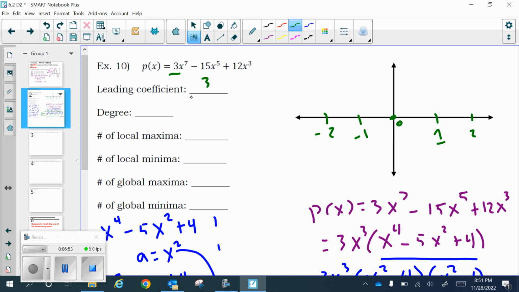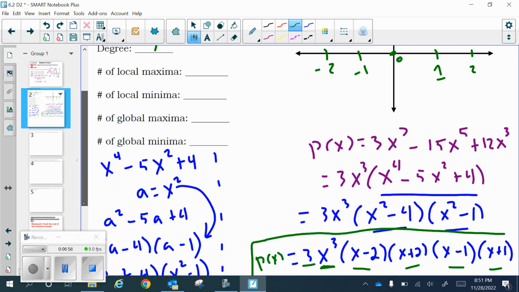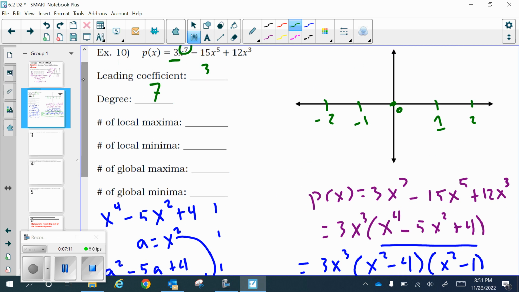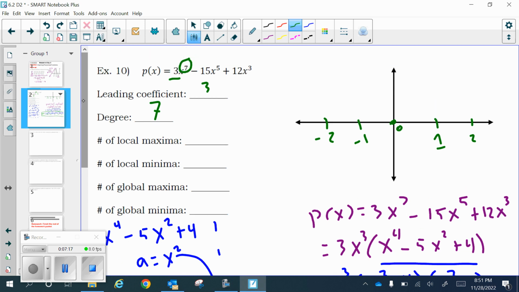That means they also should have the same degree of 7. If we go back to this p of x right here, I can see that I also have 7, right? I have a 3, that's 4, 5, 6, and 7. It's the same exact polynomial. One is just factored out, the other one isn't. Either way, you're going to have a leading coefficient of 3 and a degree of 7. So that's what I have.